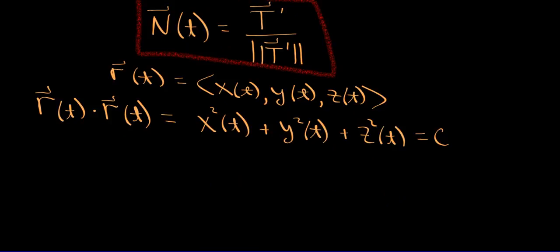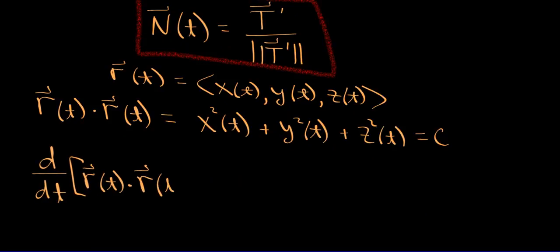Now, let me take the derivative of this. I'm going to take the derivative with respect to t of this dot product. Now, what do you know that equals? If the dot product is a constant, what do you know that has to equal? It has to equal 0. That's right. So let me go ahead and take the derivative of this.